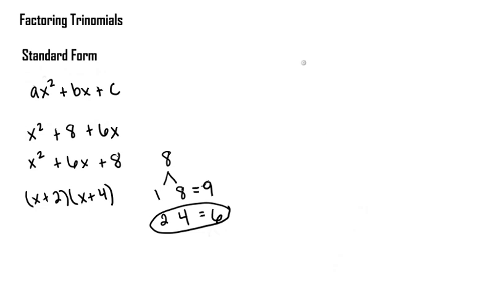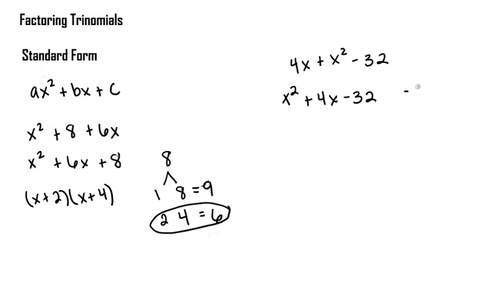Let's try another one that's similar. 4x plus x squared minus 32. Again, we notice that this is not in standard form, so we move our x squared to the front, plus 4x minus 32. And now we can factor.